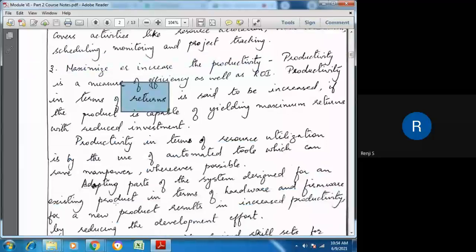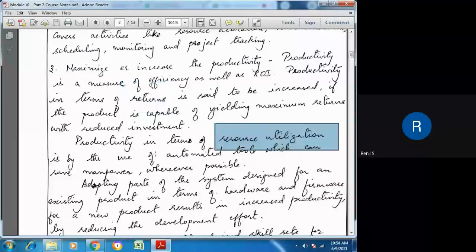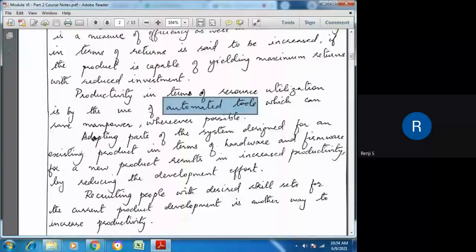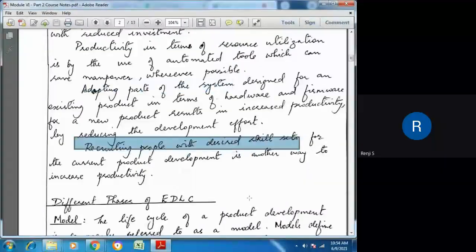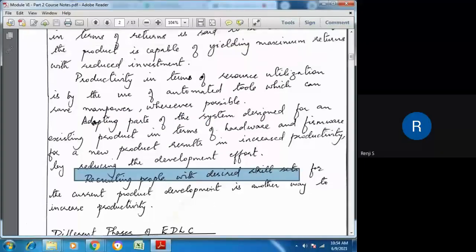So productivity can be increased in different ways. One is based on the returns. Then second is your resource utilization. By using automated tools, you can increase productivity. Then adopting certain parts of the system that has already been designed. So instead of redesigning it again, we can use certain parts that have already been designed. And then recruiting people with desired skill. This will eliminate the need for training people, and the time can be reduced, cost also can be reduced. These are the different ways in which we can increase productivity.